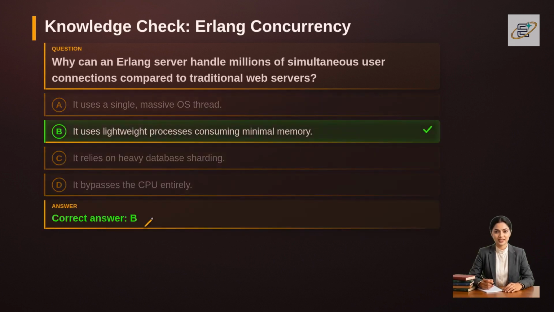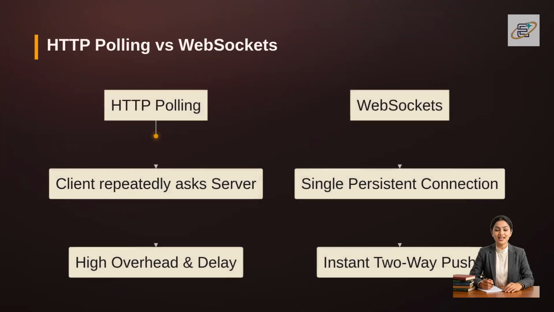The correct answer is B. Erlang uses incredibly lightweight processes that only consume a few kilobytes of memory each. This allows a single server machine to hold open millions of concurrent connections without running out of RAM, which is the secret to WhatsApp's massive scale. Now that we understand the server language, let's look at how your phone actually talks to that server.